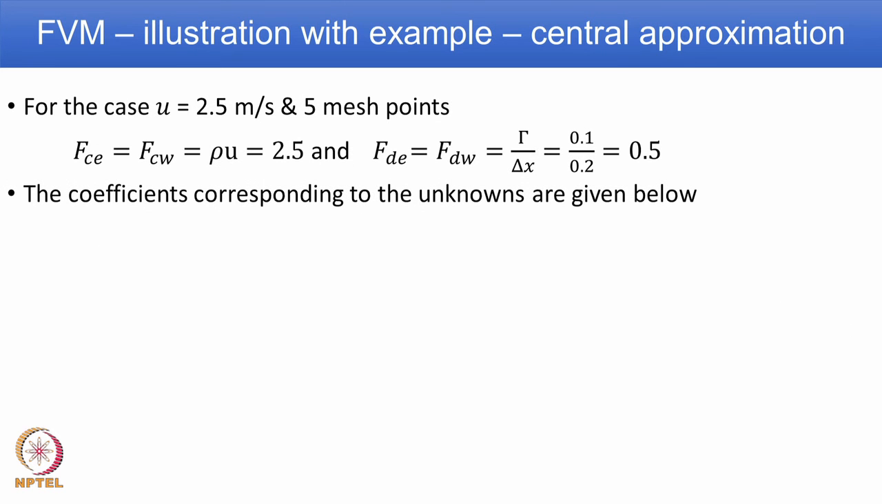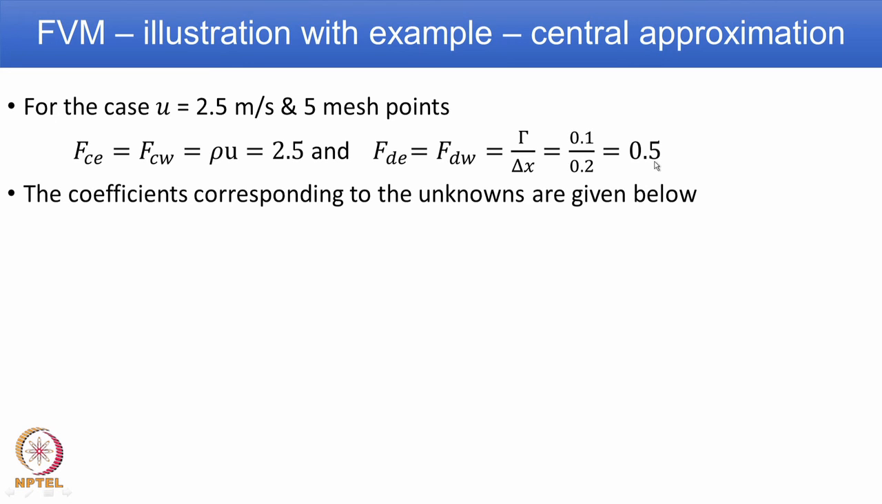Now, the second case is a higher velocity, u equal to 2.5 meters per second, for the same problem, that is the same domain, and the number of mesh points is the same, 5. U is increased from the previous case of 0.1 meter per second to 2.5 meters per second, which means it is convection dominated. Hence, you get the convection flux calculated to be 2.5 and the diffusion flux calculated to be 0.5.